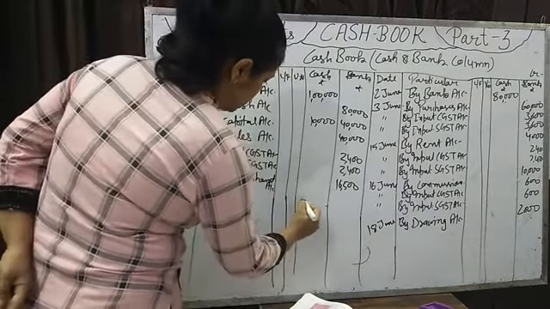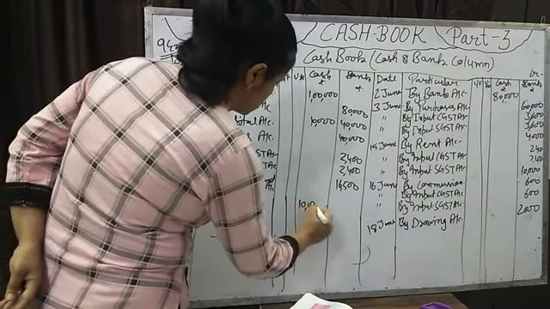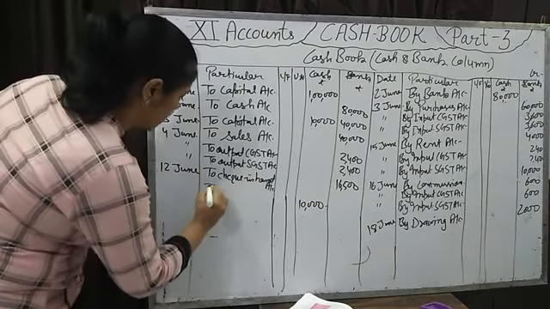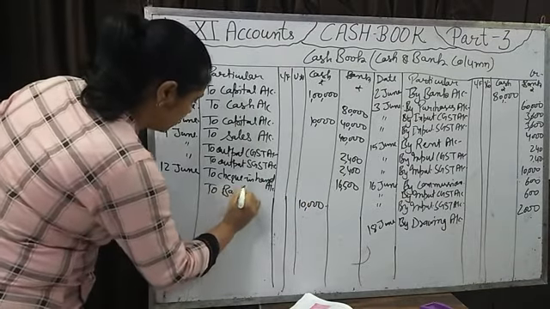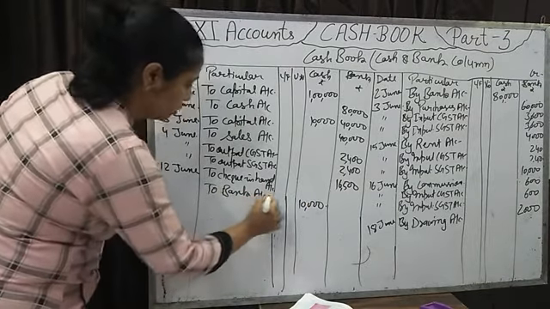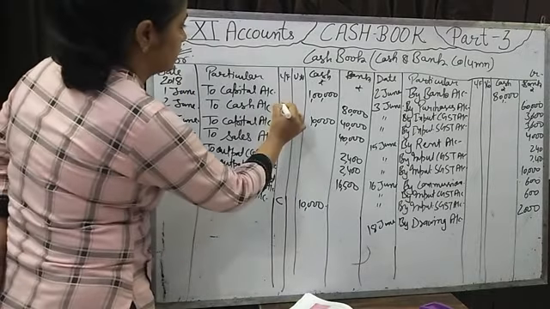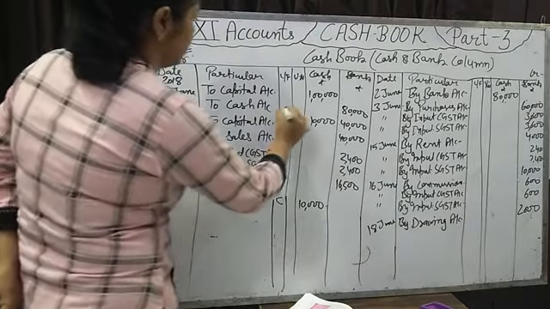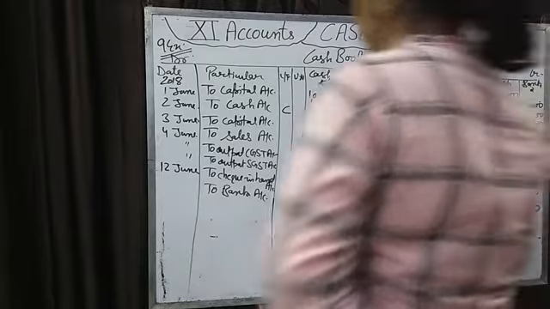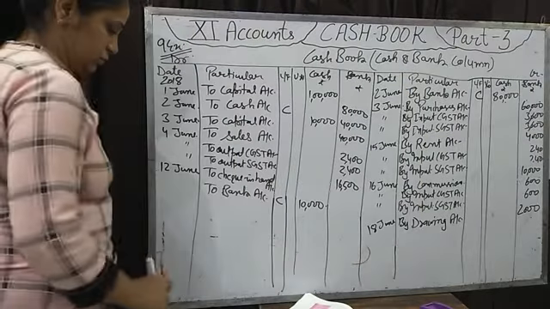10,000. 10,000 cash is coming. From where is cash coming? From bank. So what will we write here? To bank account. One thing we forgot: to write C in front of a contra entry in the ledger folio column. Yesterday I told you.